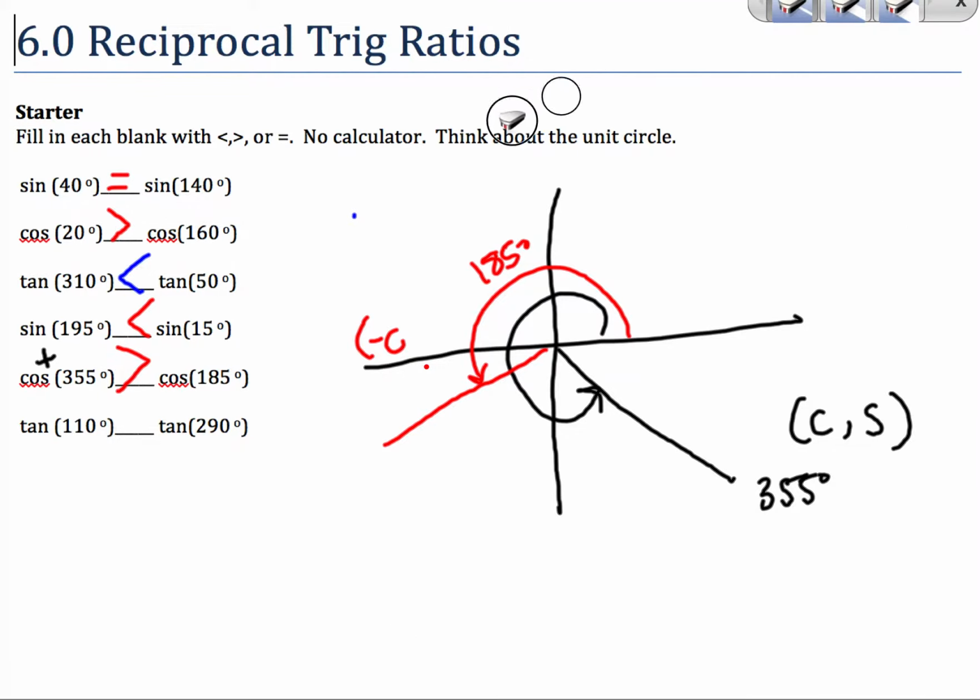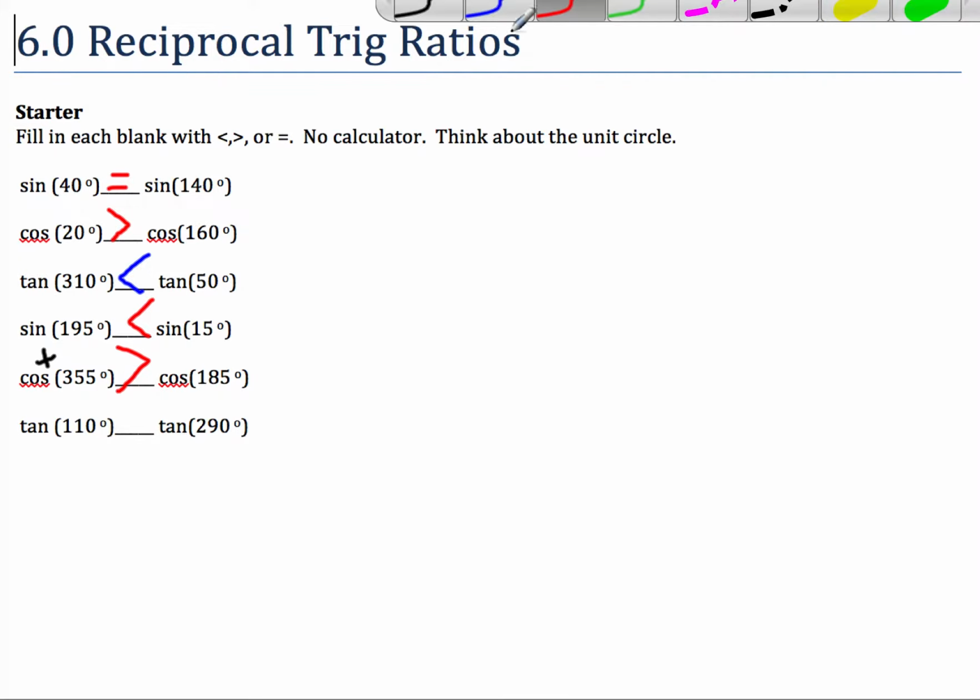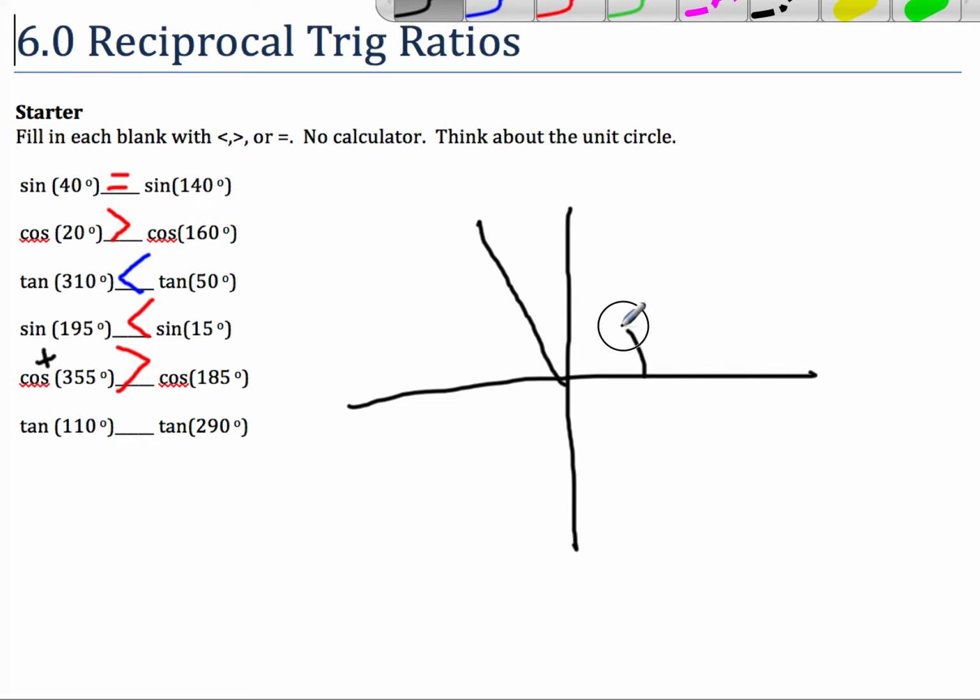And the last one here, we have tan of 110. So 110 degrees will fall about here. Tangent is tan in Southern California. Well, our S value is positive. Our C value is negative, and let's just go ahead and throw in our reference angle here, which is 70 degrees.